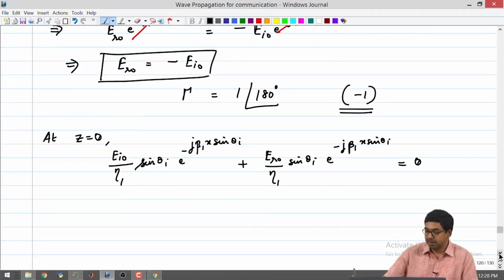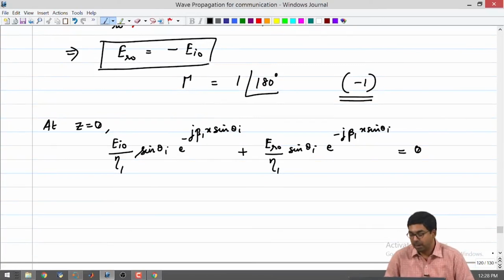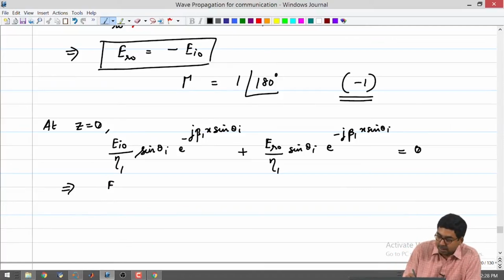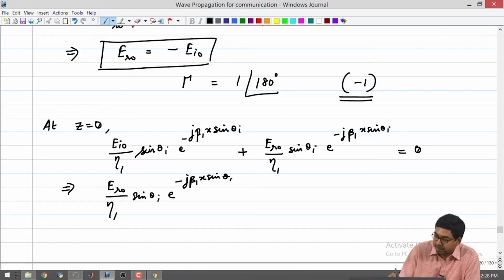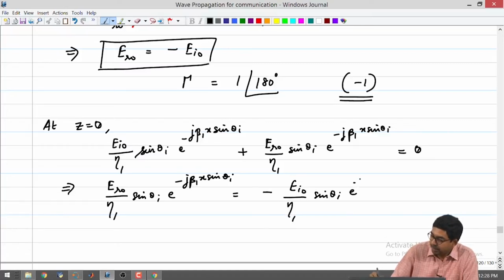But what does this mean? Does it give any useful information? I can quickly see that I can rearrange this and write this down as E R naught divided by eta 1 sin theta I e to the minus j beta 1 x sin theta I is equal to minus E I naught by eta 1 sin theta I e to the minus j beta 1 x sin theta I. There are some common terms. You can slash off the common terms.